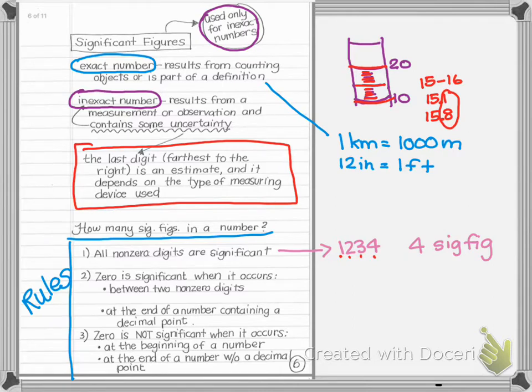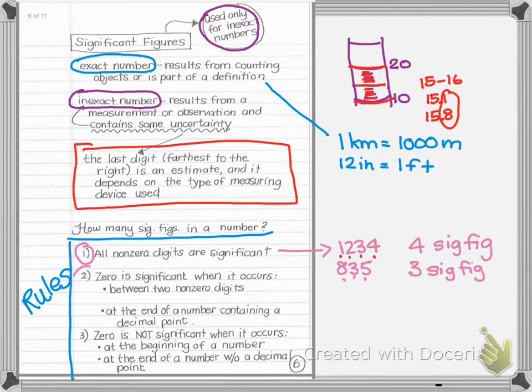If I had the number 835, then I would count 1, 2, 3. That has 3 significant figures. Okay, so then let's look at the other two rules. So this is the easiest rule. If you're not 0, you're significant.